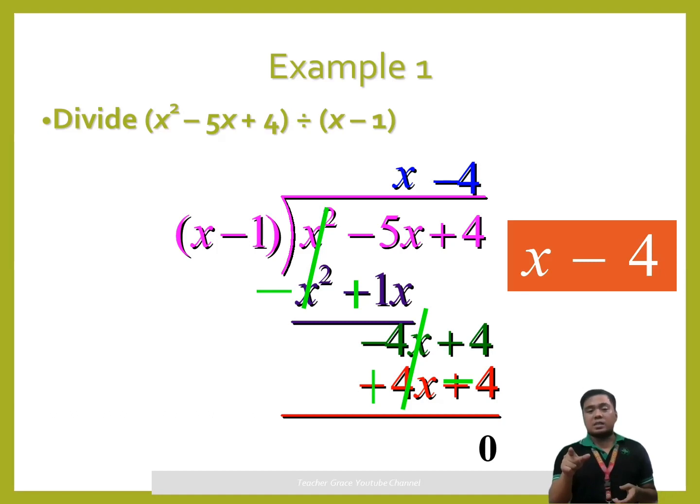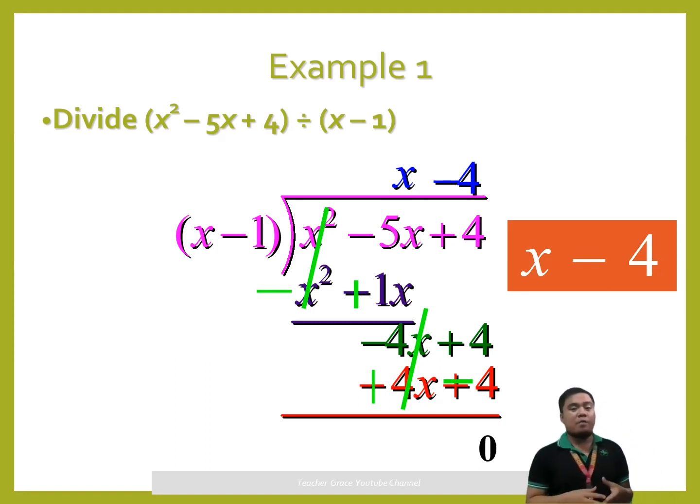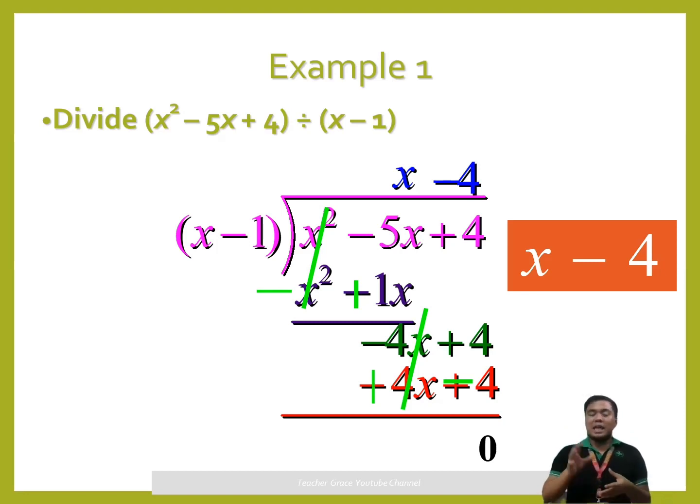Tapos, negative 5x plus positive x. Since magka-opposite yung sign, ating isa-subtract. If it has unlike signs, then you are going to subtract the value of your similar terms. And that will become negative 4x. So what is remaining in your dividend is positive 4.